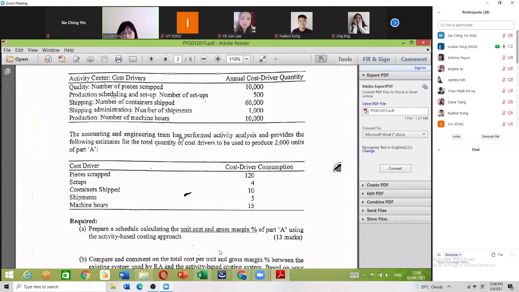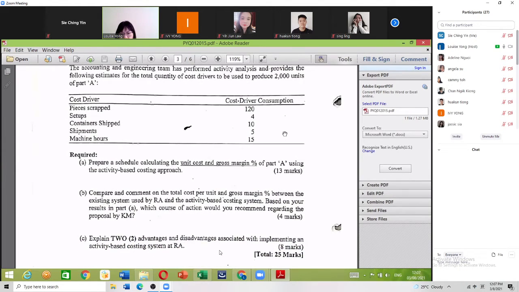Then the accounting and engineering team has performed activity analysis and provided the following estimate of the total quantity of cost driver to be used to produce 2,000 units of A. So for part A's 2,000 units: piece scrap 120 times, setup 4 times, container 10 times, shipment 5 times, machine hour 15 hours.